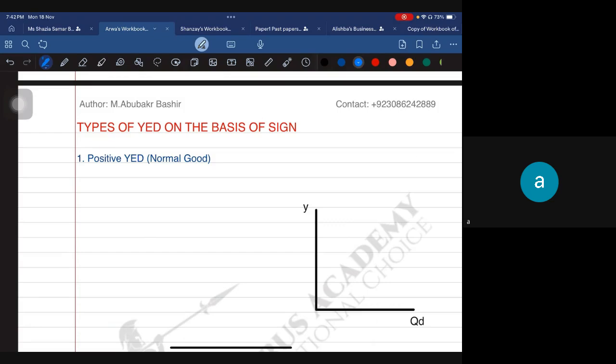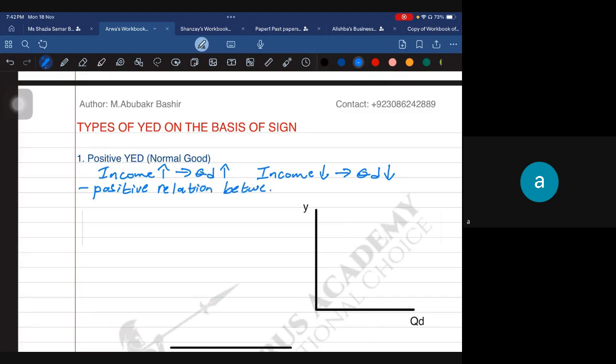And how do you get that? It is because when the income will increase, the quantity demanded will also increase for the normal good. And when the income will fall, the quantity demanded will also fall. So we can safely say that there is a positive relationship between income and quantity demanded.